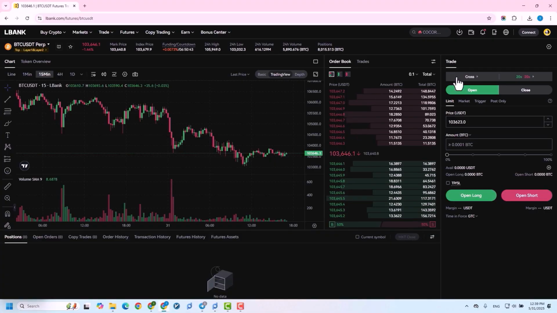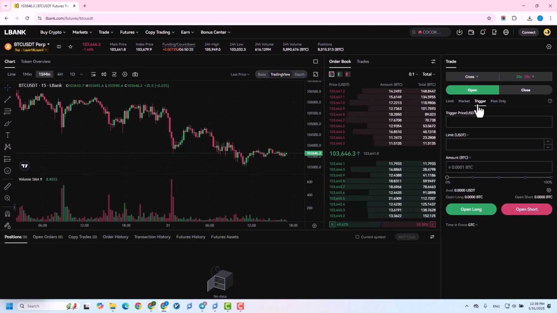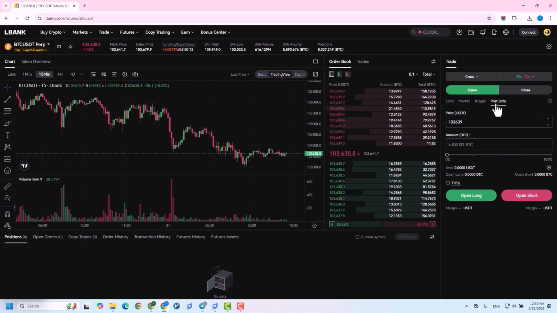In the trading section, you are able to execute your trades in 3 different ways. Limit order, where you set your desired price, market order, which is an instant buy or sell at the market price, and trigger order, which sets a condition for activating the order, such as stop loss or take profit. And in the post-only section, you can have more control over how your order is executed.